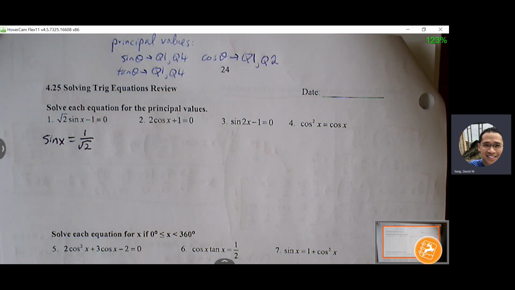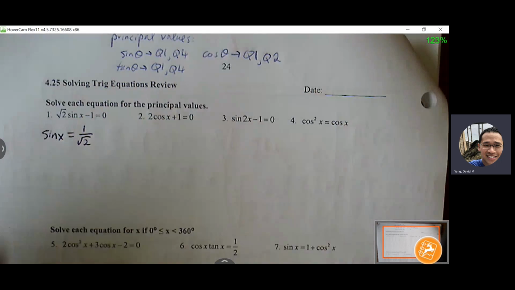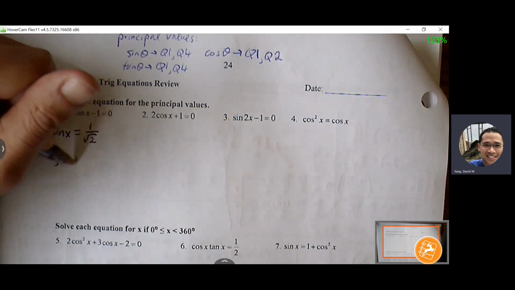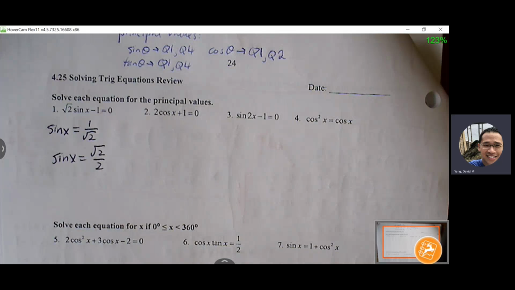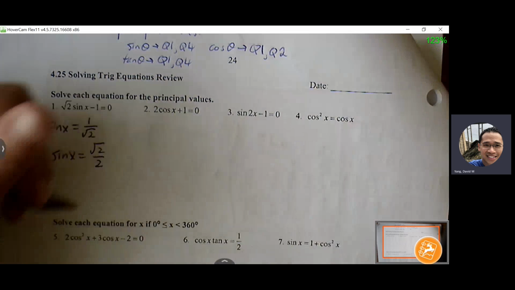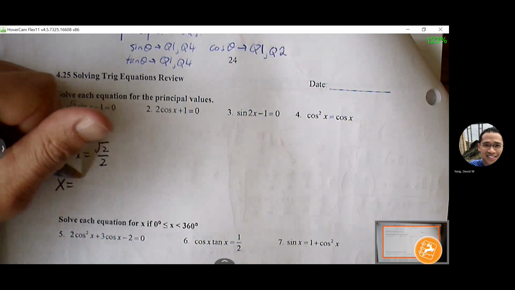So 1 over root 2 is the same thing as what? Root 2 over 2, right? And positive sine, we know it has to be first quadrant because between 1 and 4, fourth quadrant will be negative sine. So just x equals what? Pi over 4.